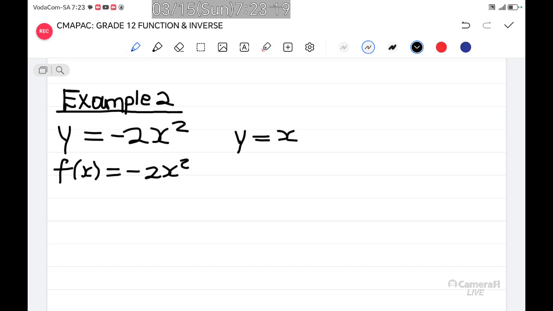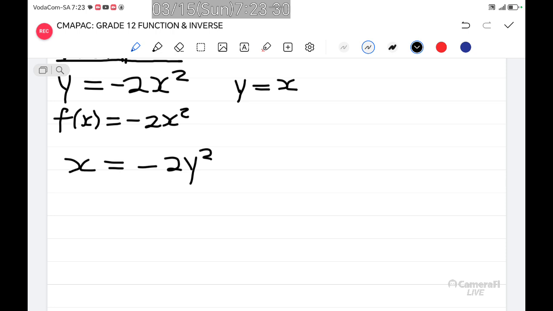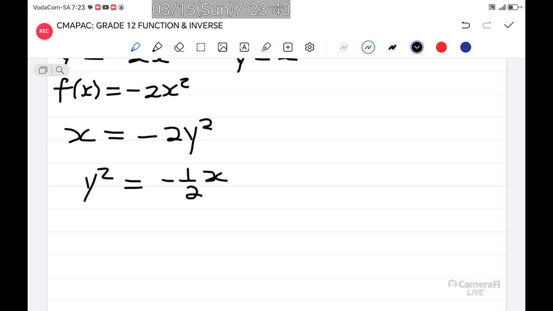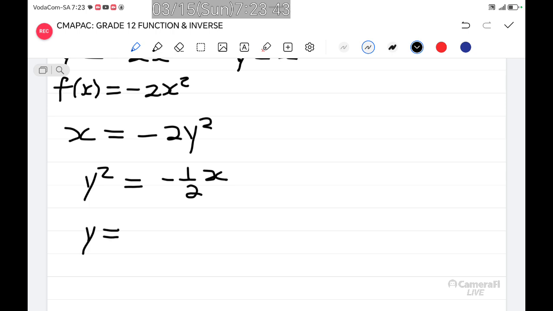So first we know we interchange x and y. Therefore it's going to be x equals minus 2y squared. Make y the subject of the formula. It means we are left with y squared equals negative 1 over 2x. Then you take the square root of both sides. It means y equals plus or minus the square root of negative 1 over 2x. So this is telling you something, but you will see it when we draw the graph.